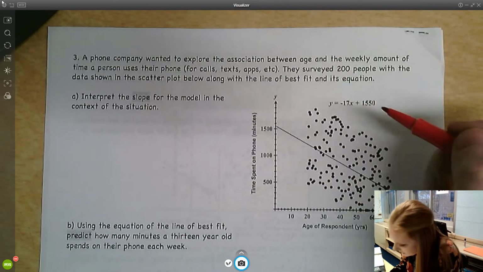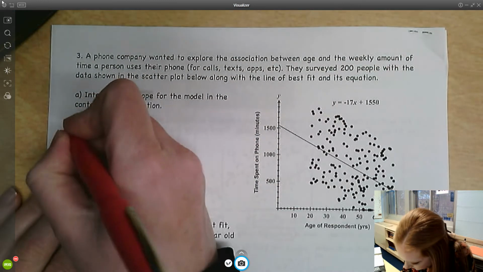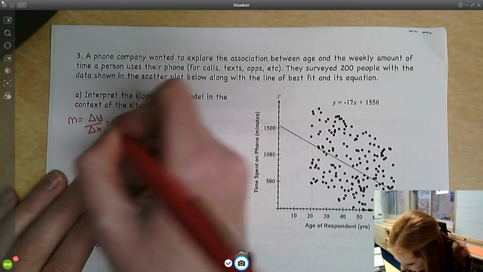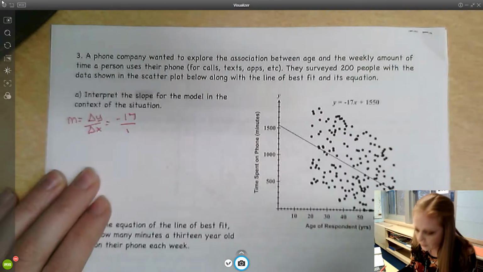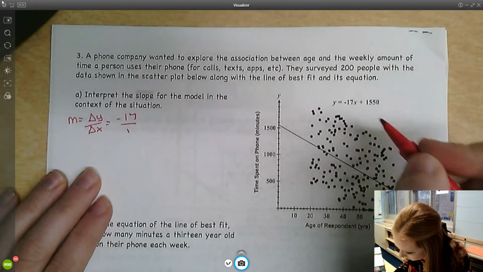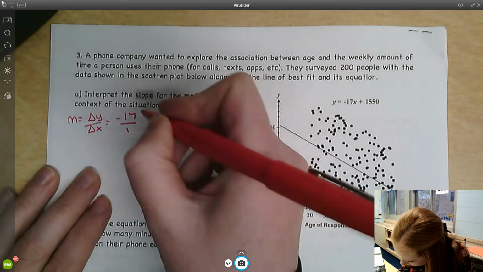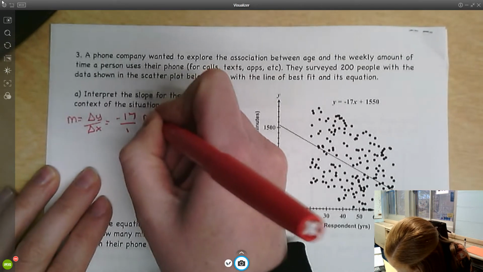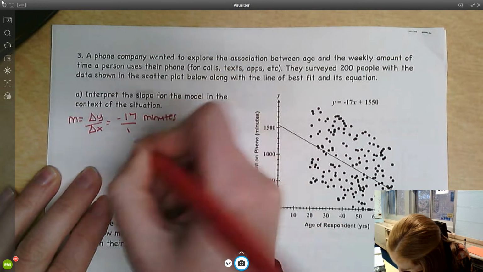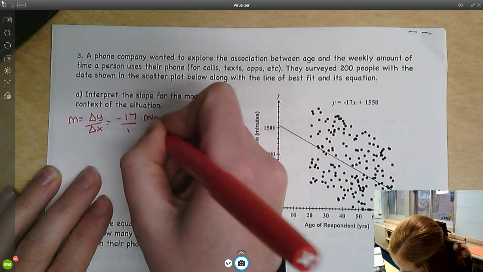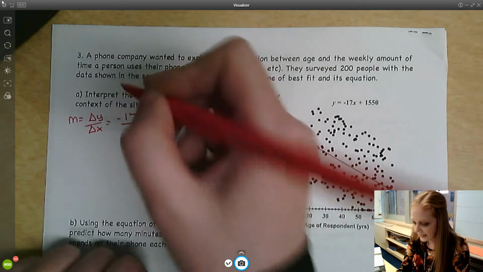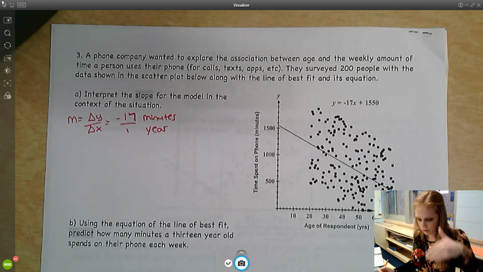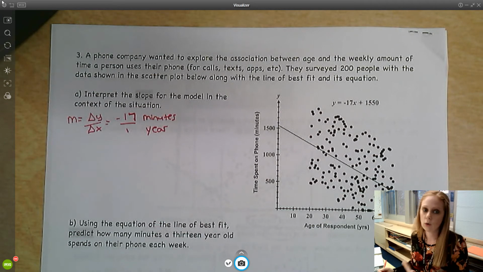So our slope is negative 17. Slope is change in y over change in x. So we have negative 17. Let's make it a fraction over 1. So our y is negative 17. That would be your time spent in minutes over 1 year. Negative 17. So that means that your use of the phone is decreasing by 17 minutes for every year older that you get.